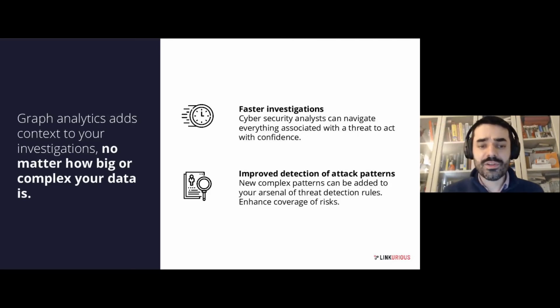Neo4j helps store and analyze in real time graphs of billions of nodes and relationships. It's really the foundation for providing cybersecurity teams with a rich understanding of their contexts. Ultimately, this translates into faster investigations and the detection of new patterns. So that's really what the impact of graph is all about in the cybersecurity realm.